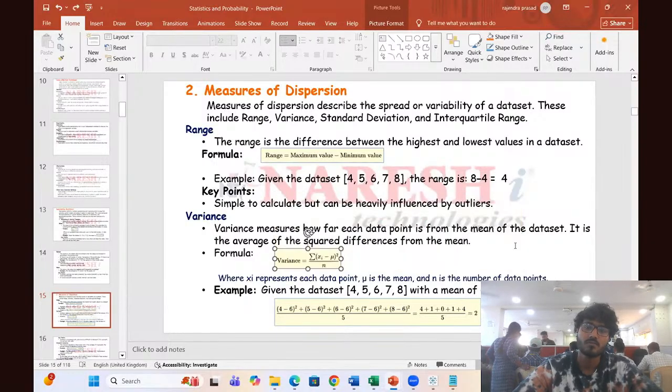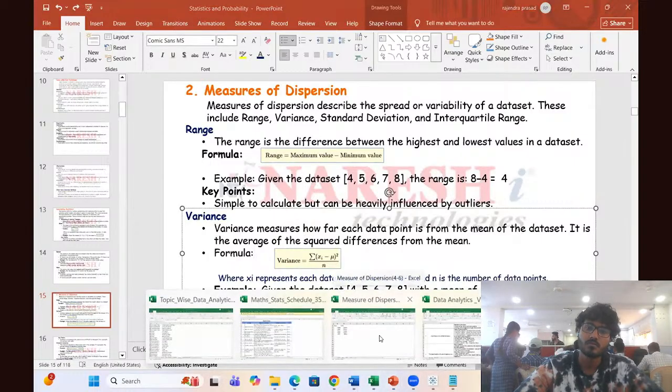Okay, that's what we see about this particular formula. How are we going to calculate? I already have created one particular example. I'll show you how we are going to do the calculations here itself.